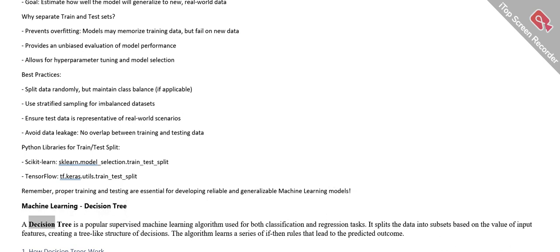Machine learning, decision tree. A decision tree is a popular supervised machine learning algorithm used for both classification and regression tasks. It splits the data into subsets based on the value of input features, creating a tree-like structure of decisions. The algorithm learns a series of if-then rules that lead to the predicted outcome.